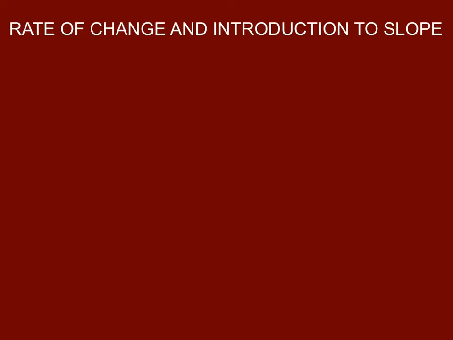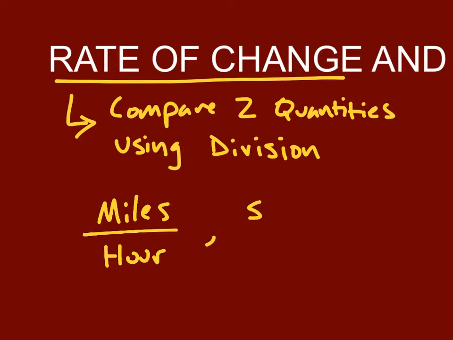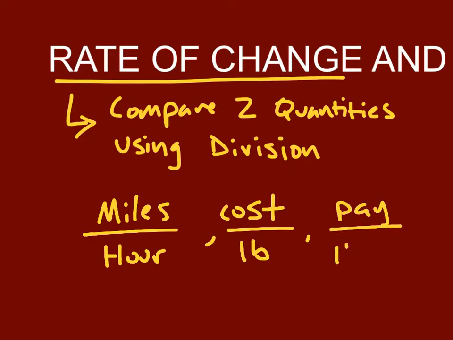Hi there. In this video, I want to talk about rate of change and the introduction to slope. A rate of change is comparing two quantities using division. Some real-world examples of this would be miles per hour, the cost per pound, and your hourly rate of pay, so pay per hour.